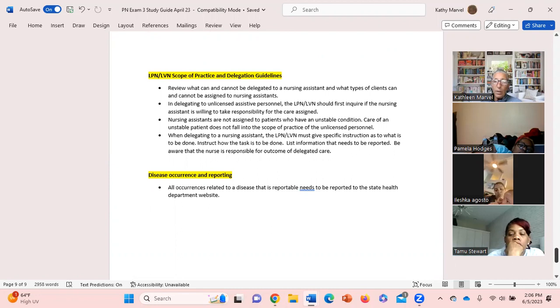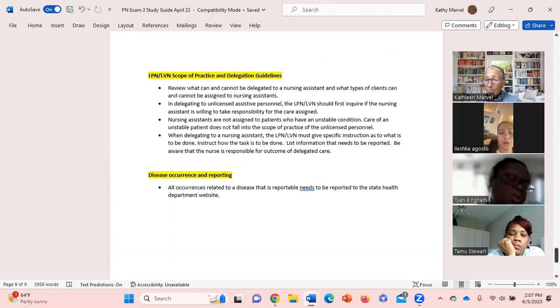Okay, so please review these bullets. In fact, let's review them now. You need to know what you can and cannot delegate. What can you delegate to a nursing assistant? What can you not delegate to a nursing assistant? What kind of patients cannot be assigned to nursing assistants? What's the answer? That's a critically ill patient.